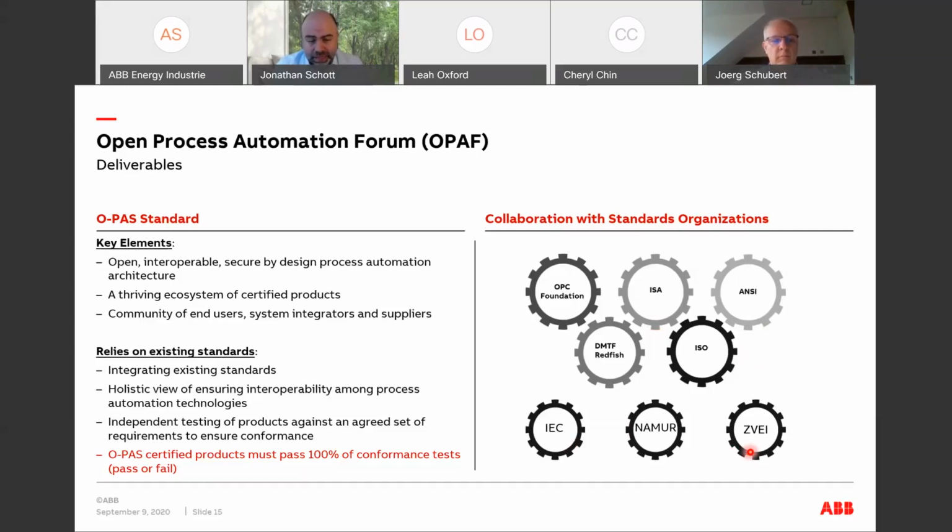Testing is the other important factor, because a standard is good, but when you buy a product you need to be sure it is really compliant to the standard. So independent testing by using established test labs is another goal of the OPAF. And in the end, if a product is OPAF certified, it must pass a 100% conformance test. There is no little bit of OPAF conformance. You pass it or you fail. I think that should provide a lot of trust for anyone trying to build a system out of OPAF conformant products, because they have been tested 100%. Please continue.